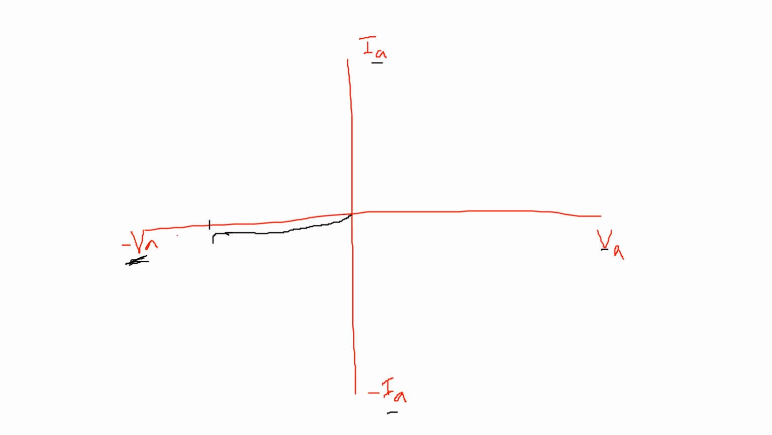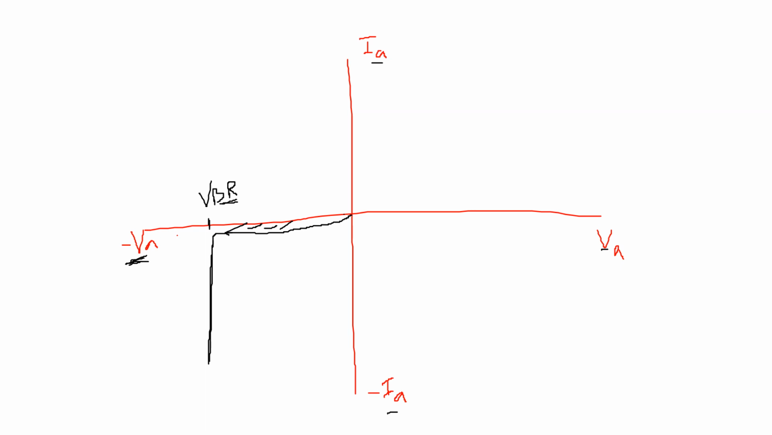this current suddenly increases. That voltage is called the reverse breakdown voltage, that is VBR. Up to this voltage we get a very small amount of reverse leakage current. After reaching this reverse breakdown voltage, the current suddenly increases. This is about the first case.